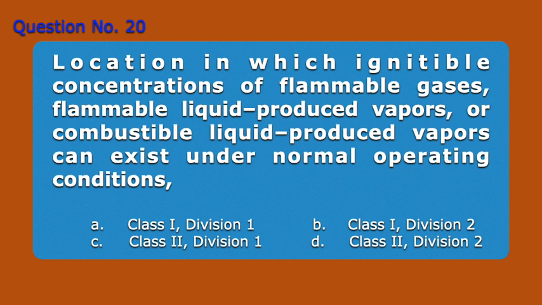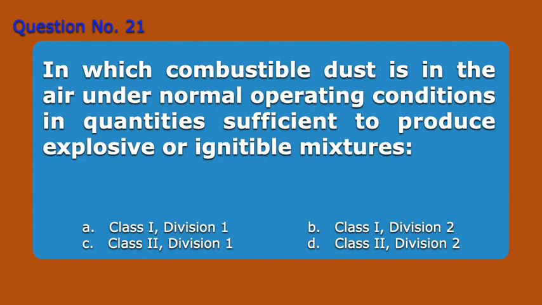Question number 20. Location in which ignitable concentrations of flammable gases, flammable liquid-produced vapors, or combustible liquid-produced vapors can exist under normal operating conditions. A. Class 1, Division 1. B. Class 1, Division 2. C. Class 2, Division 1. D. Class 2, Division 2. Answer: A. Class 1, Division 1.